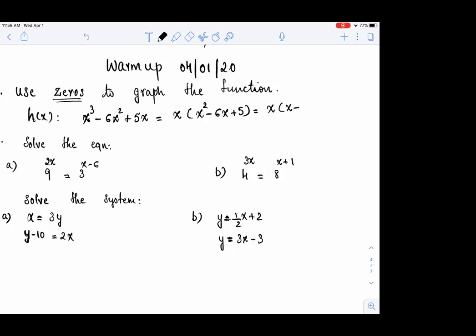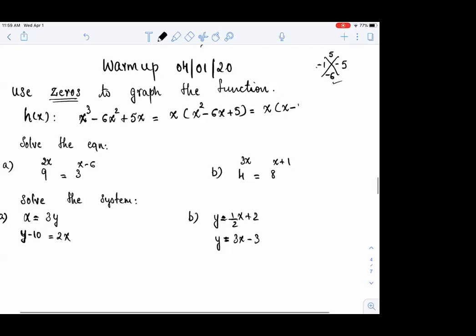If you're still trying on that one. So 5 goes here, negative 6 goes here. You have to find two numbers that multiply to 5 but add up to negative 6. What are those? Anybody else? Negative 1 and negative 5. So that when they add, we will get negative 6, and when you multiply, you get 5. So this is going to be x minus 1 and x minus 5.